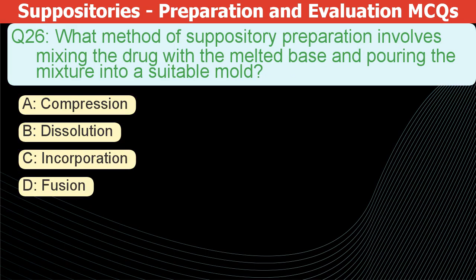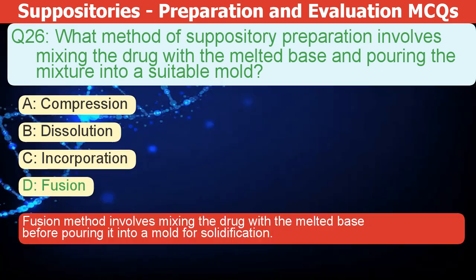What method of suppository preparation involves mixing the drug with the melted base and pouring the mixture into a suitable mold? A. Compression. B. Dissolution. C. Incorporation. D. Fusion. The correct answer is D. Fusion method involves mixing the drug with the melted base before pouring it into a mold for solidification.